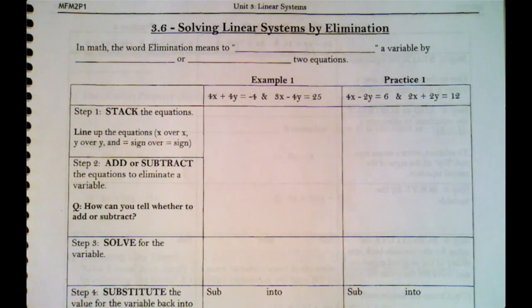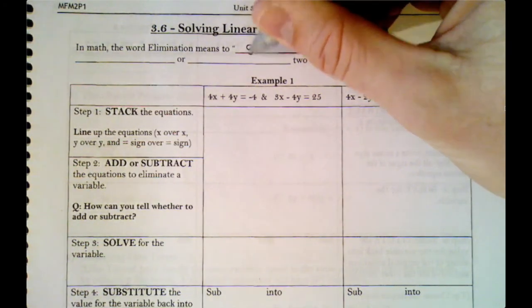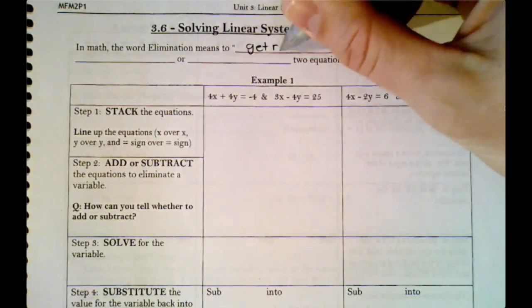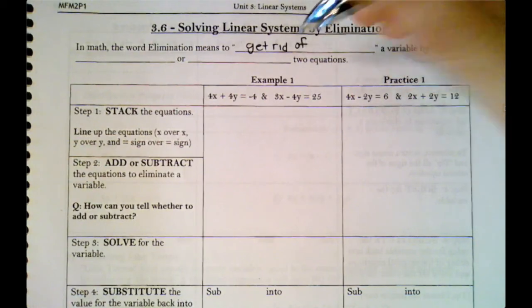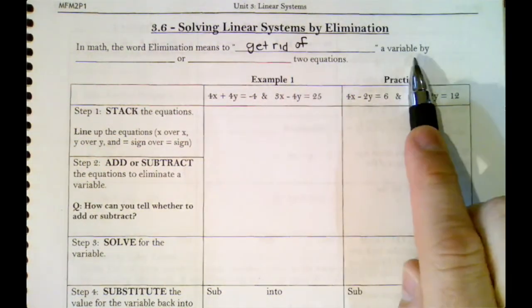This is lesson 3.6, solving linear systems by elimination. This is our last lesson of Unit 3. It's also our last method of finding the point of intersection, and this method is called elimination. Elimination means that we're going to get rid of something. And in this case, we're going to get rid of a variable by either adding or subtracting.